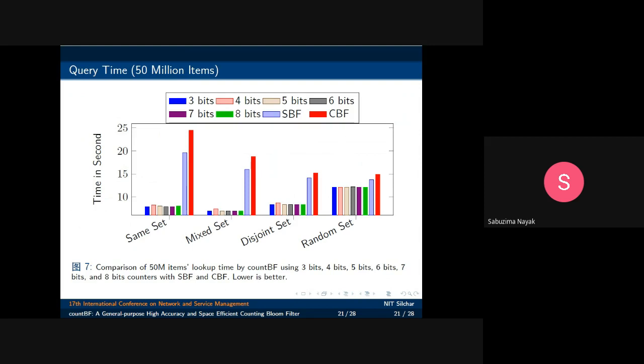For query operation, for all data sets, CountBF took the highest time. In same set, CountBF took highest time of 24.53 seconds and lowest time in random set of 14.877 seconds. In 50 million, 6-bit CountBF exhibited better performance. And overall in query operation, 7 and 8-bit CountBF took the lowest query time.